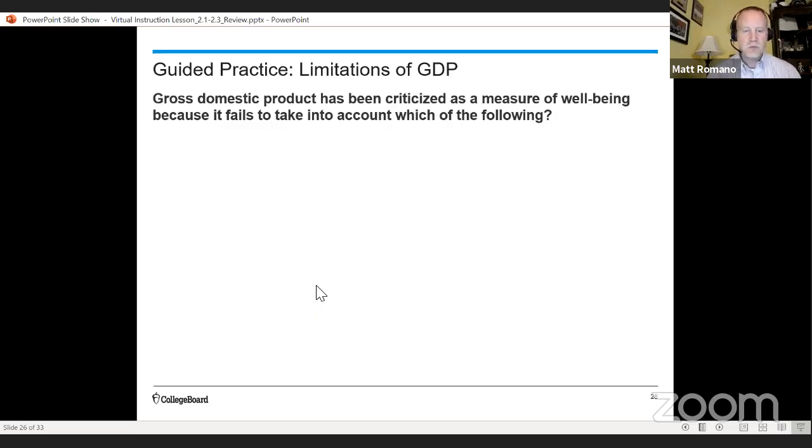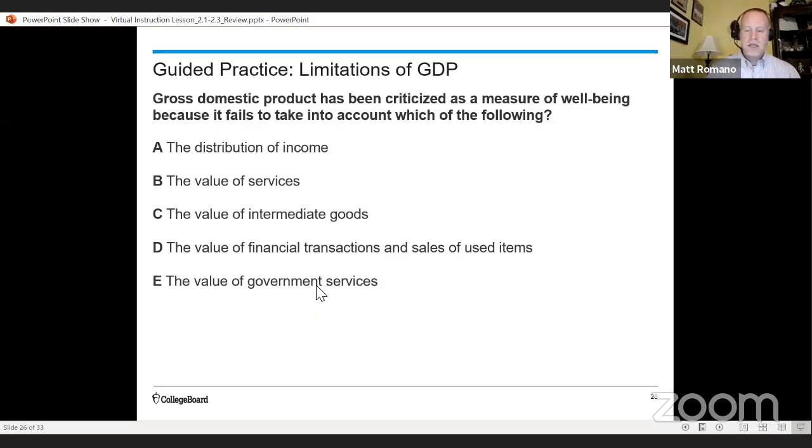GDP is intended to measure production. It doesn't measure well-being. So what could measure well-being? Look at A, because that's your correct answer, the distribution of income. GDP tells us absolutely nothing about the distribution of income. If you did know that, you would have a better sense of a measure of well-being for a society, but you can't get that from GDP.